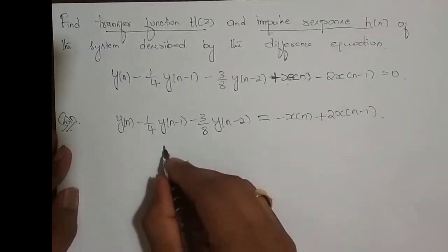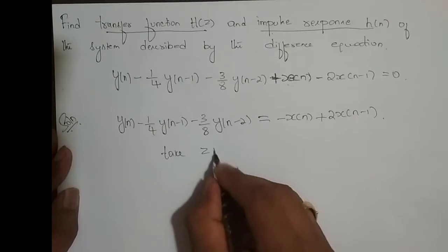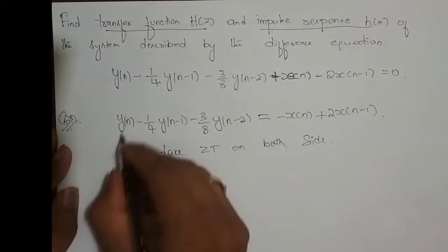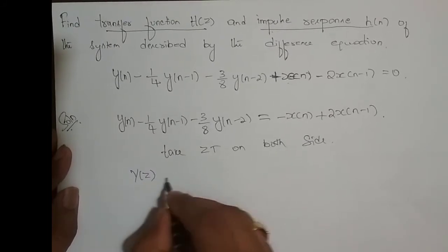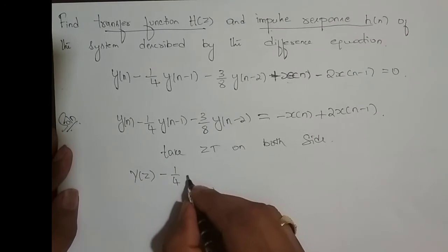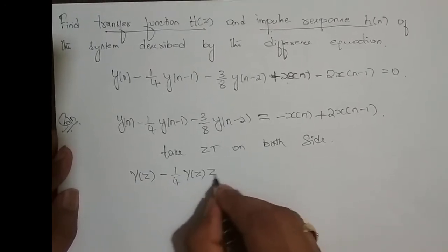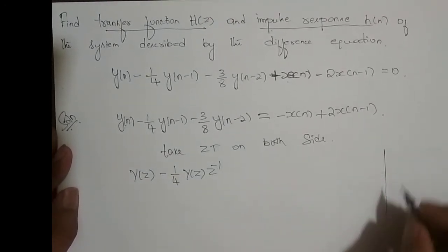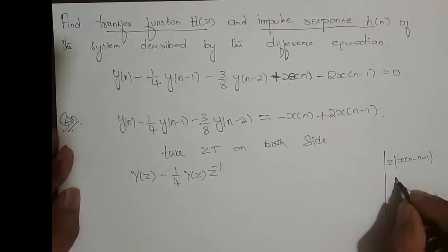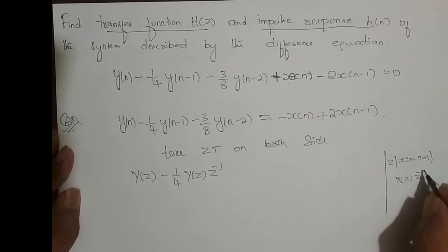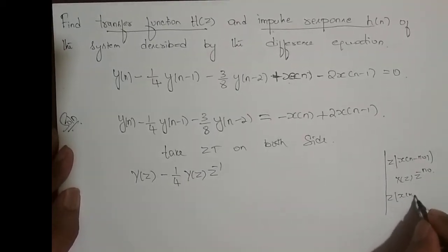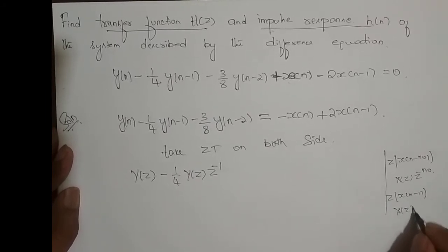Now I'll take z transform on both sides. So what do I get? What is the z transform of y(n)? Y(z) minus, what is the z transform of 1/4 y(n minus 1)? It is nothing but Y(z) into z power minus 1, time shift property, right? Z transform of x(n minus n naught) is what? X(z) into z power minus n naught. So if n naught is 1, the transform of x(n minus 1) is nothing but X(z) into z power minus 1.